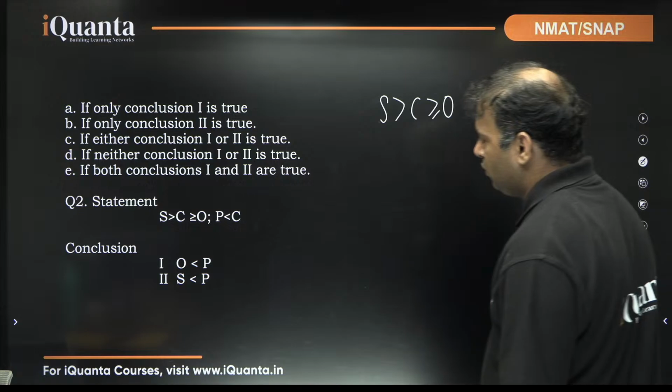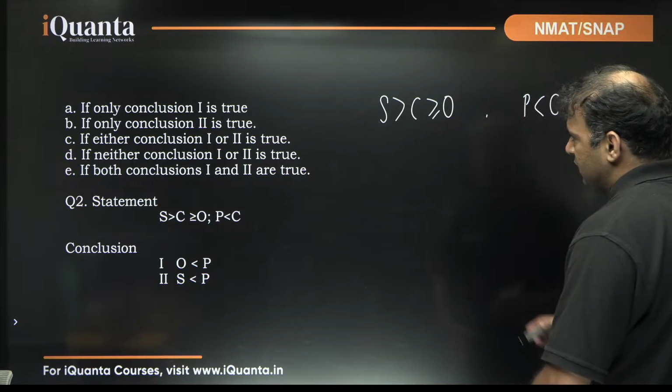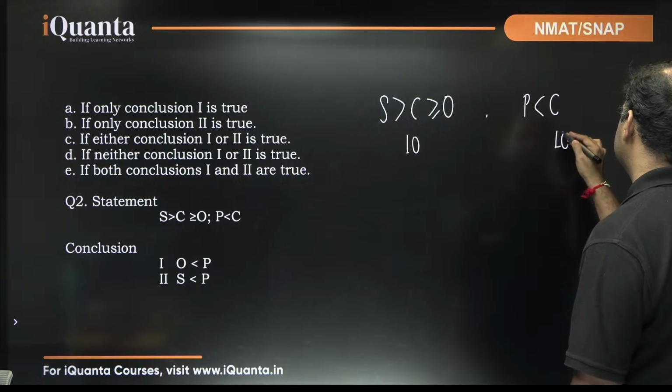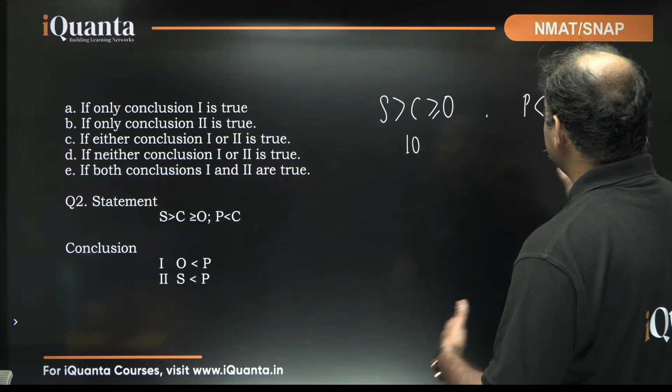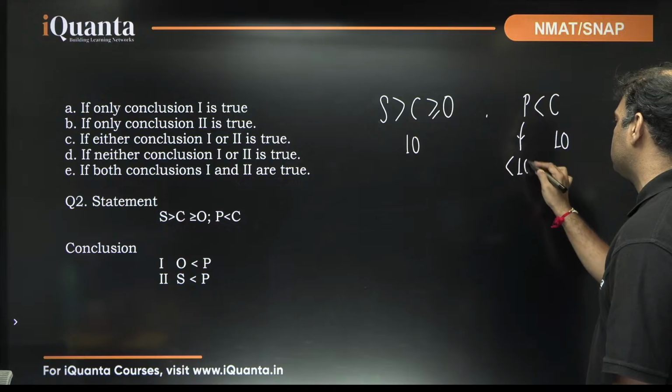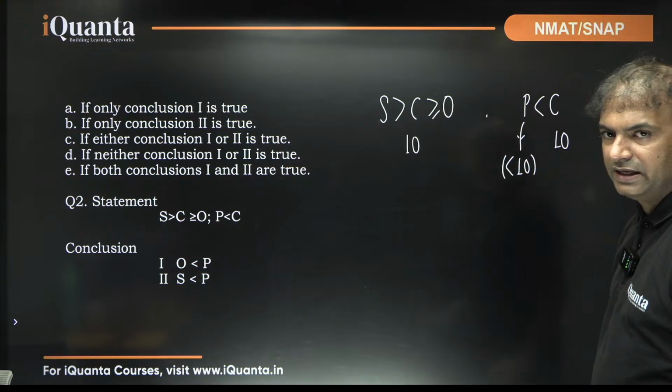Okay, so as I said, we will be starting with C. Let's assume for a while that C is 10 in both the cases. So here P is less than C, right guys? So P has to be nothing but less than 10. The only thing we should mention right now is that P is less than 10.